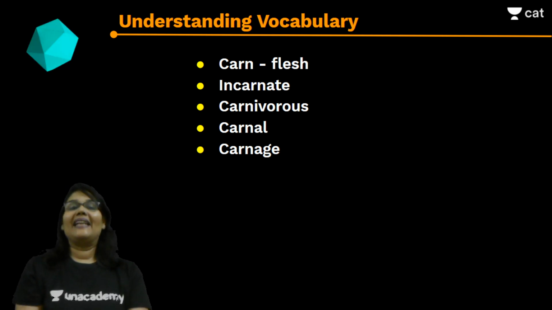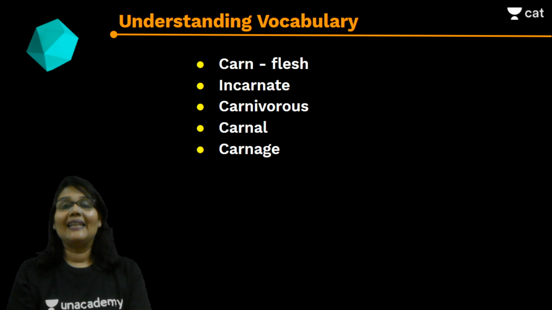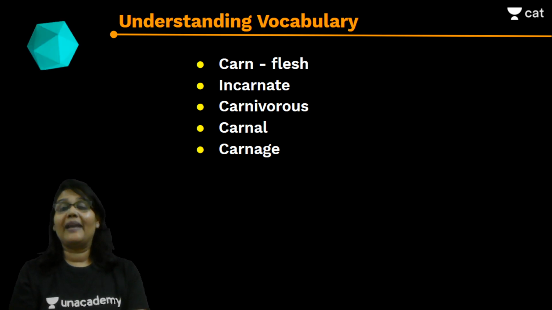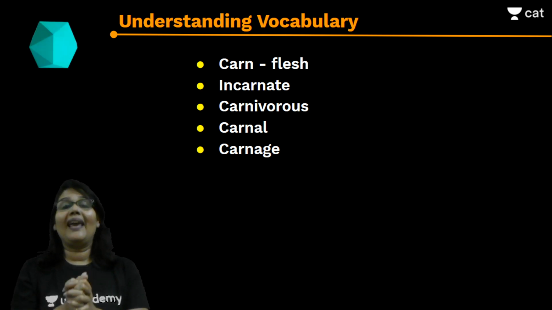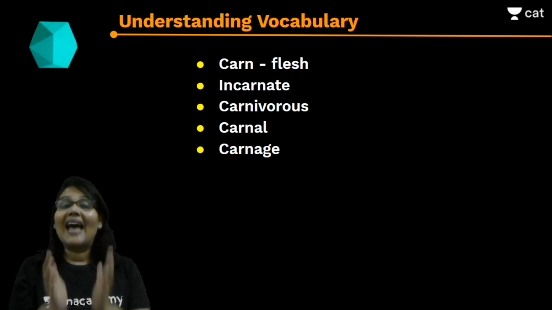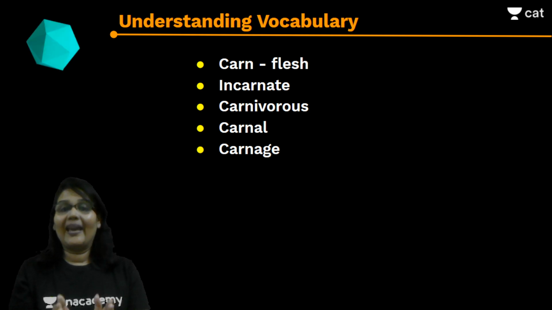CARN means flesh. The root word CARN, it means flesh. Guys, let's look at the words which can be derived out of this. Incarnate. Now, what is incarnate? Incarnate means personification. I'm just giving you a general example, guys. In Hindu mythology, Sai Baba is considered to be an incarnation of Lord Vishnu. That means he was personified. He came down taking a body, right? So that is incarnation. Okay?